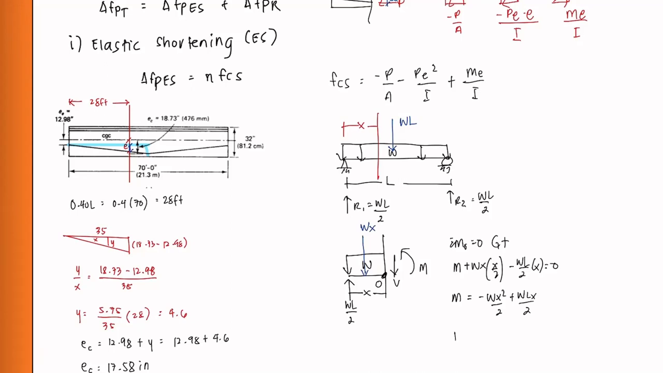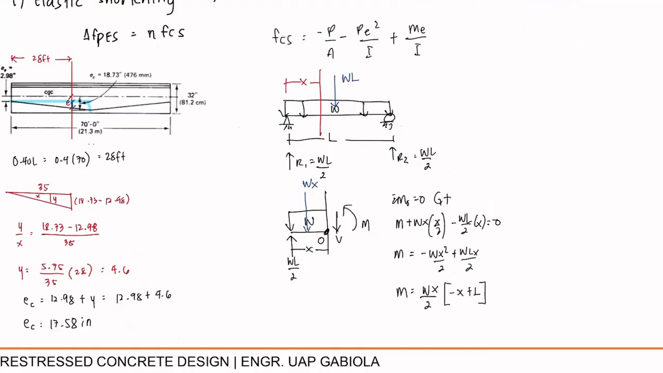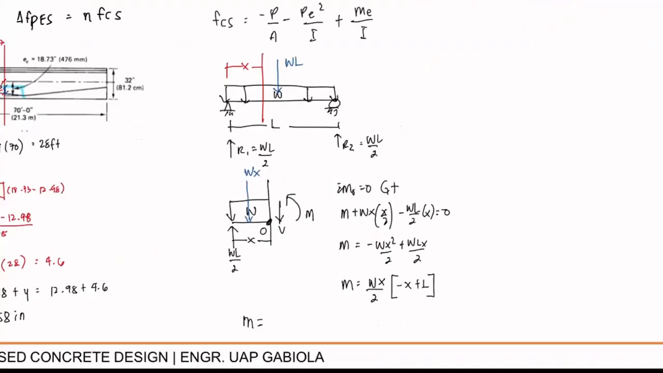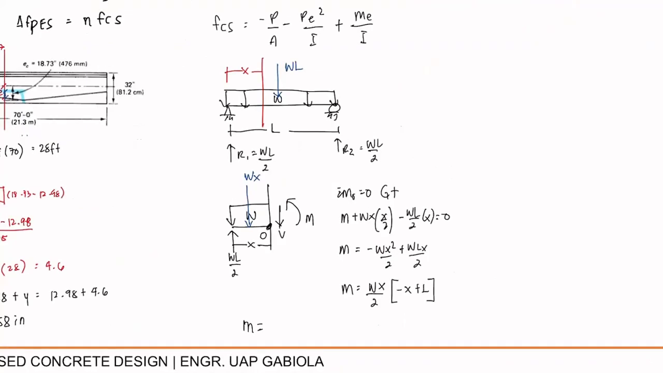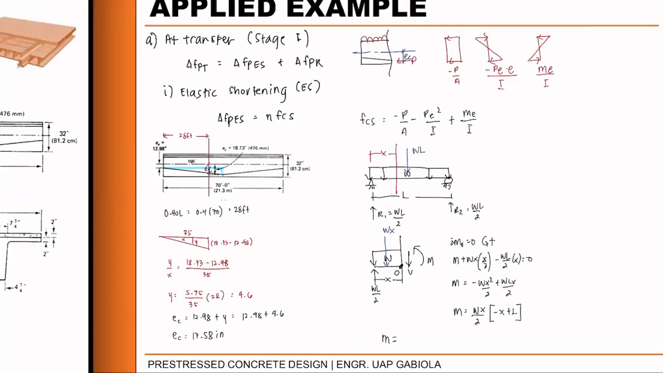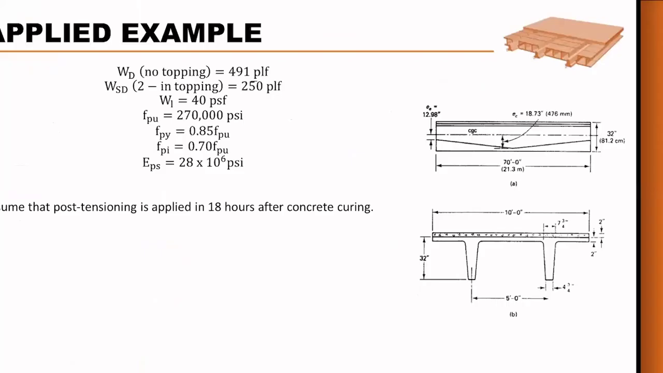Okay? So pwede kong factor out ngayon WX over 2. So this can be negative X plus L. So ito yung moment formula ng moment function natin para doon sa critical section natin. Okay? So yan yung kailangan natin value for moment. So moment natin will be equals doon sa maka-calculate natin W. So ano yung W natin? Wala pa pala tayong W. So kailangan natin ng weight ng concrete. Given ba siya? So weight niya is ito, yung 491.